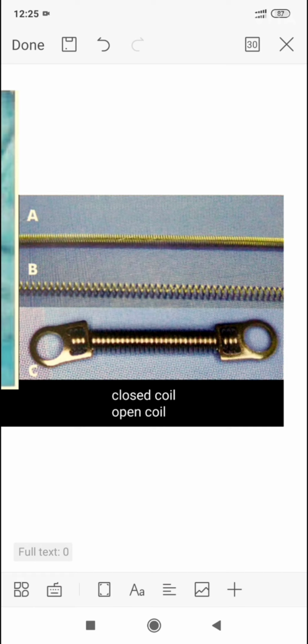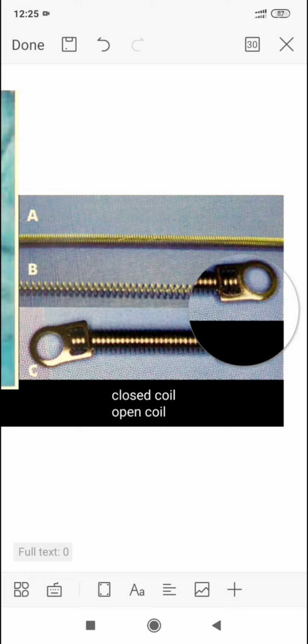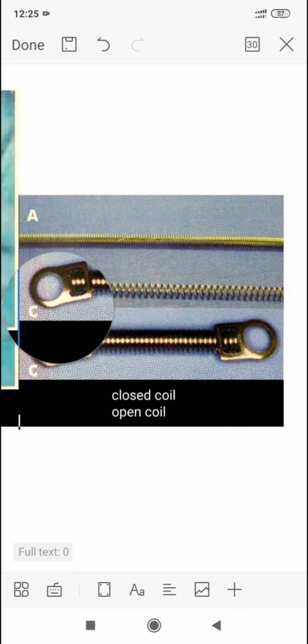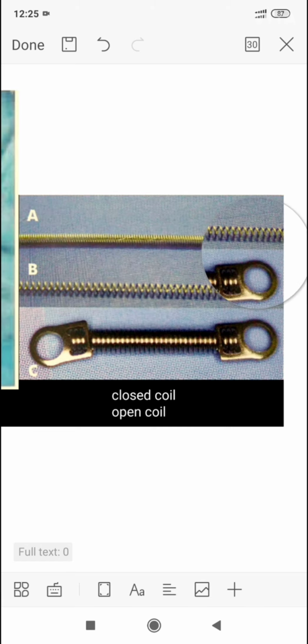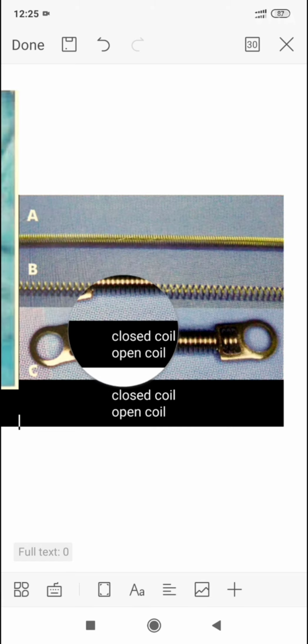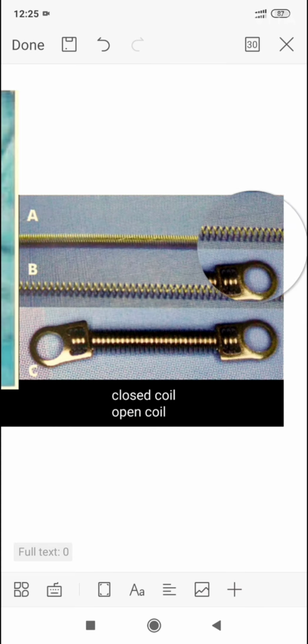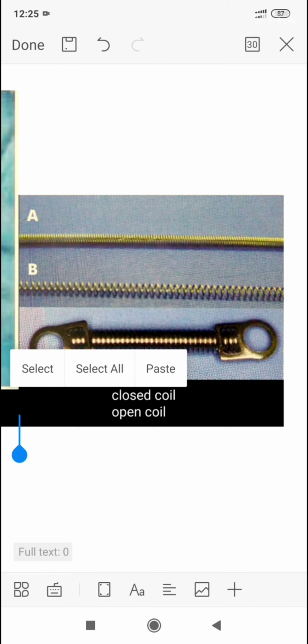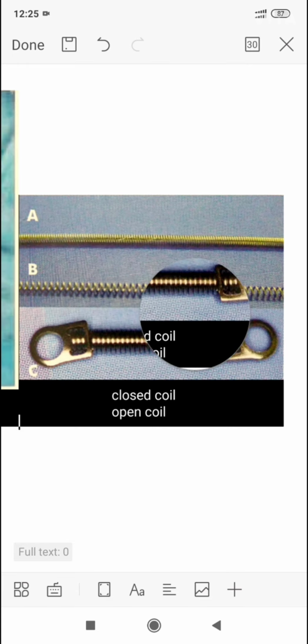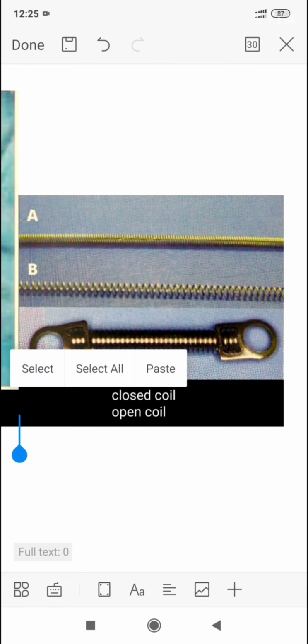Our first image is this. It is a closed coil spring and this is an open coil spring. In short, the closed coil spring is used to close the space available between the teeth by retraction of canine or retraction of anterior teeth. They are available in 9 mm or 12 mm lengths.